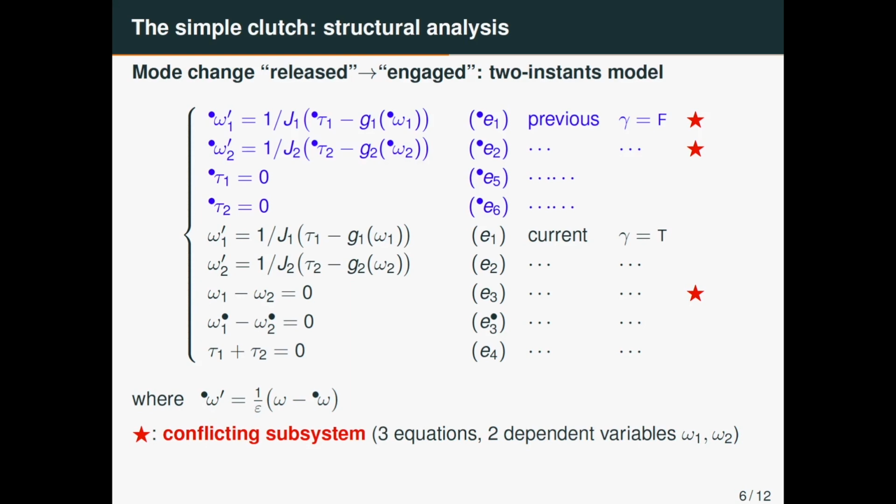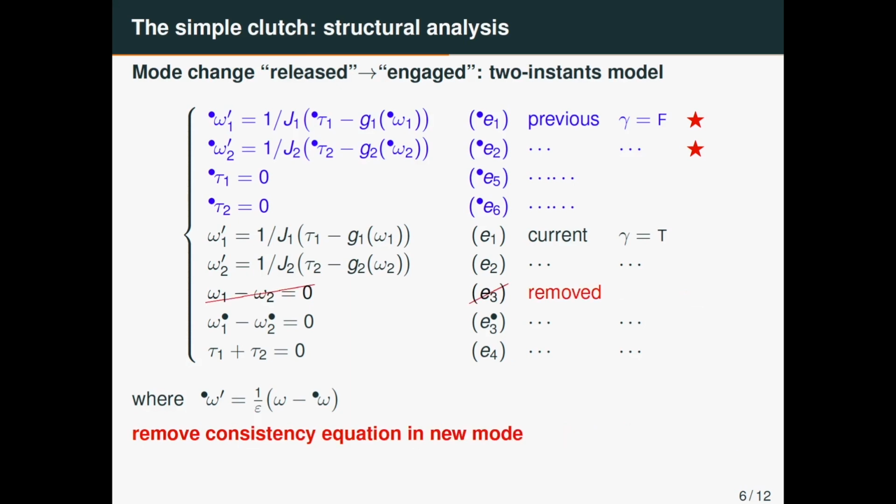This conflicting subsystem has three equations, but only two dependent variables, omega-1 and omega-2. This is a conflict caused by the consistency equation of the engaged mode. We regard it as fake. Erasing the fake conflicting equation E3 removes the conflict, so E3 no longer holds at mode change. By doing so, we just delay the satisfaction of E3 by one non-standard instant, since it will be satisfied at the next instant and after. This is harmless, since one non-standard instant takes 0 physical time.